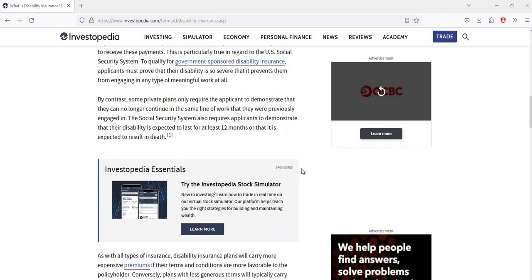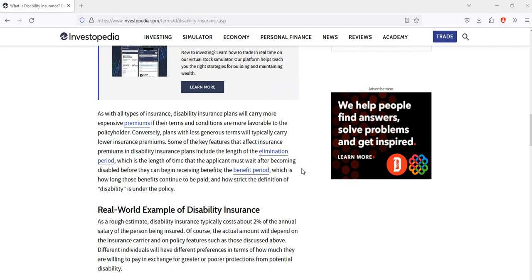Like all types of insurance, disability insurance plans carry a more expensive premium if the terms of coverage are more favorable to the policy holder, while plans with less generous terms typically carry a lower premium. Some of the key features that affect the insurance premium in a disability insurance plan include the length of the elimination period, which is the length of time applicants must wait after becoming disabled before beginning to receive benefits; the benefit period, which is how long the benefits continue to be paid; and how strict the definition of disability is under the policy.